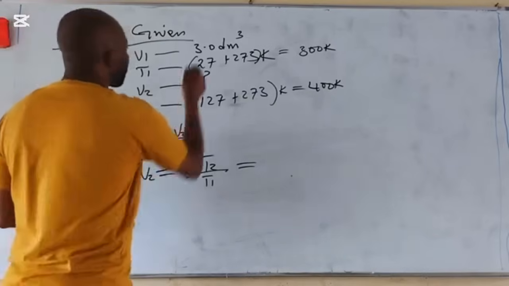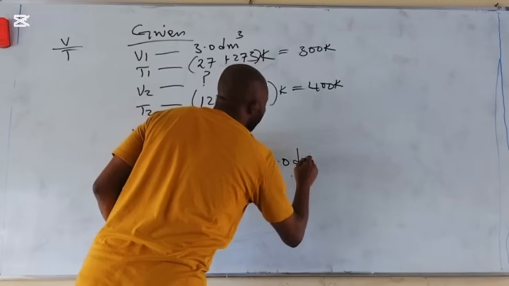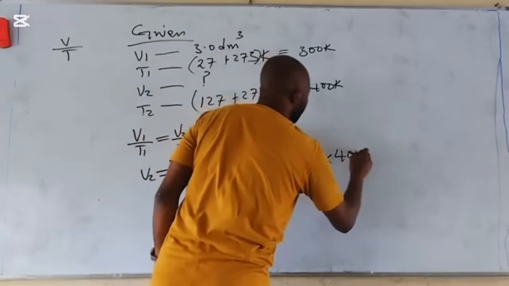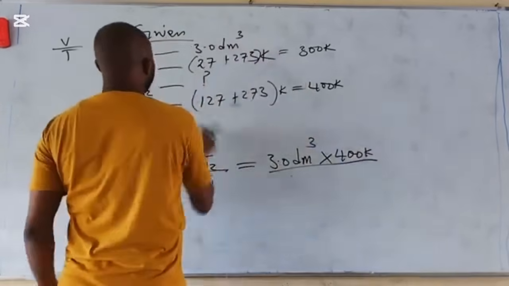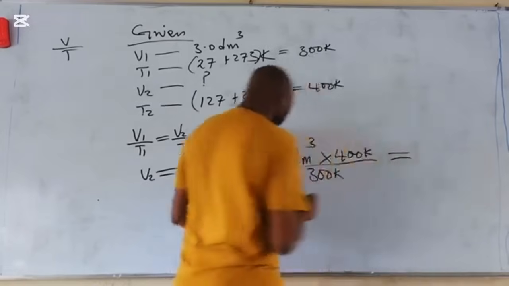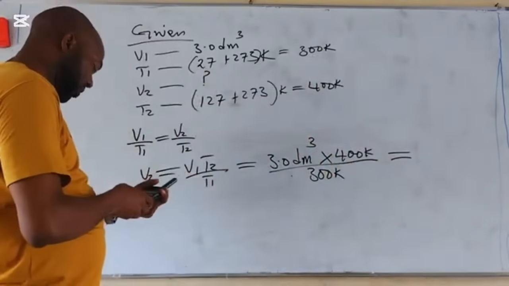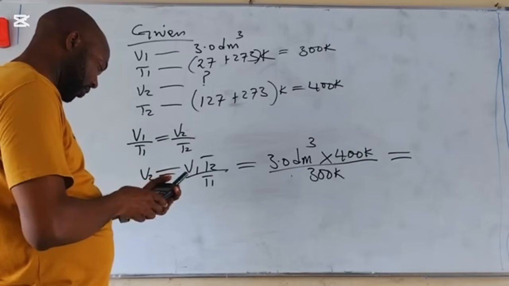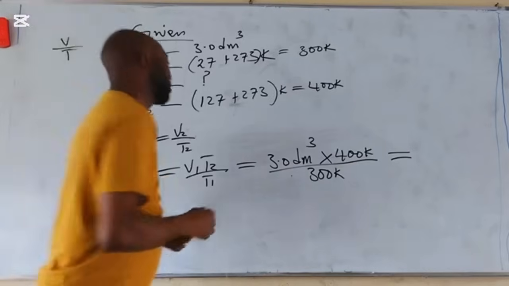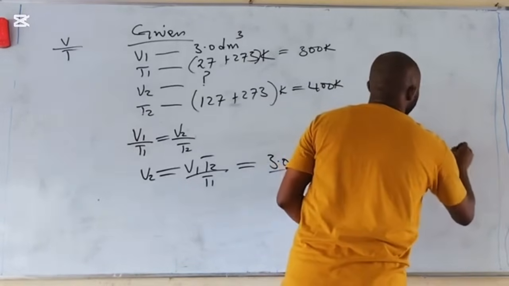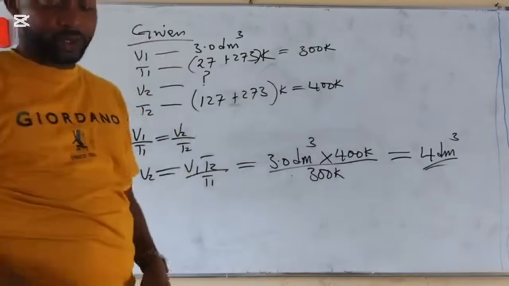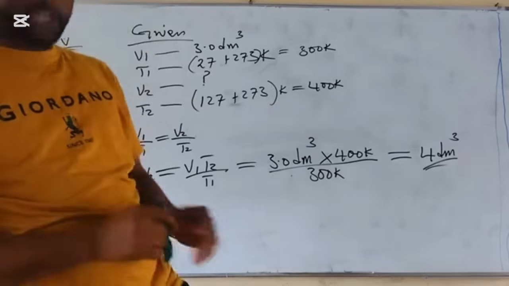So my V1 is 3.0 dm cubed times T2, which is 400 Kelvin, over T1, which is 300 Kelvin. This is equal to 3 times 400 divided by 300. It's 4. So I have 4 dm cubed as my final volume. So that's our first question. Let us move on. Question number 2.